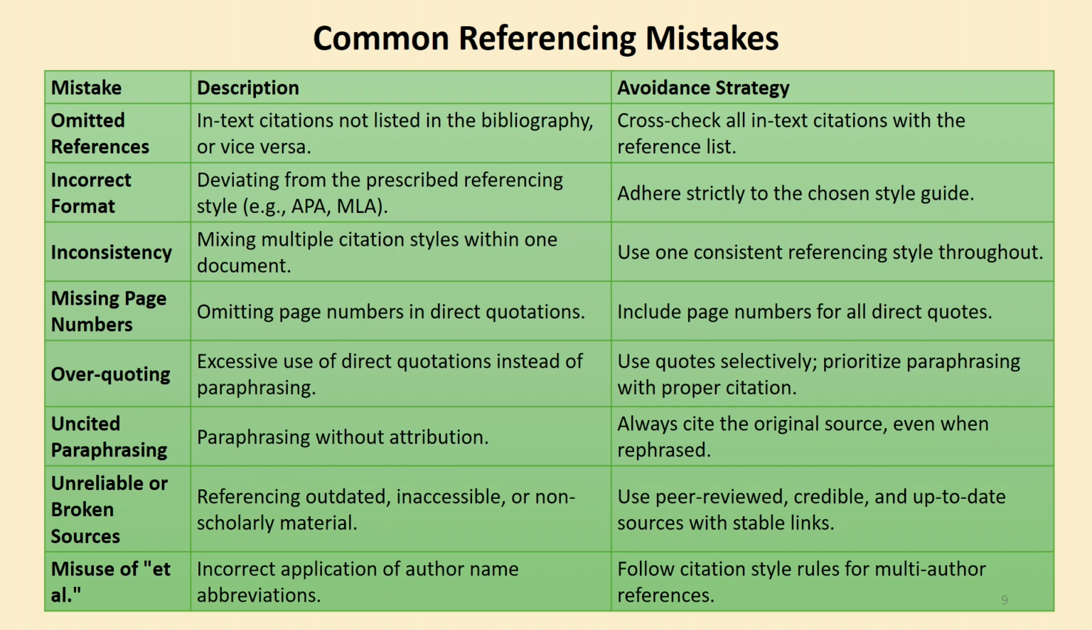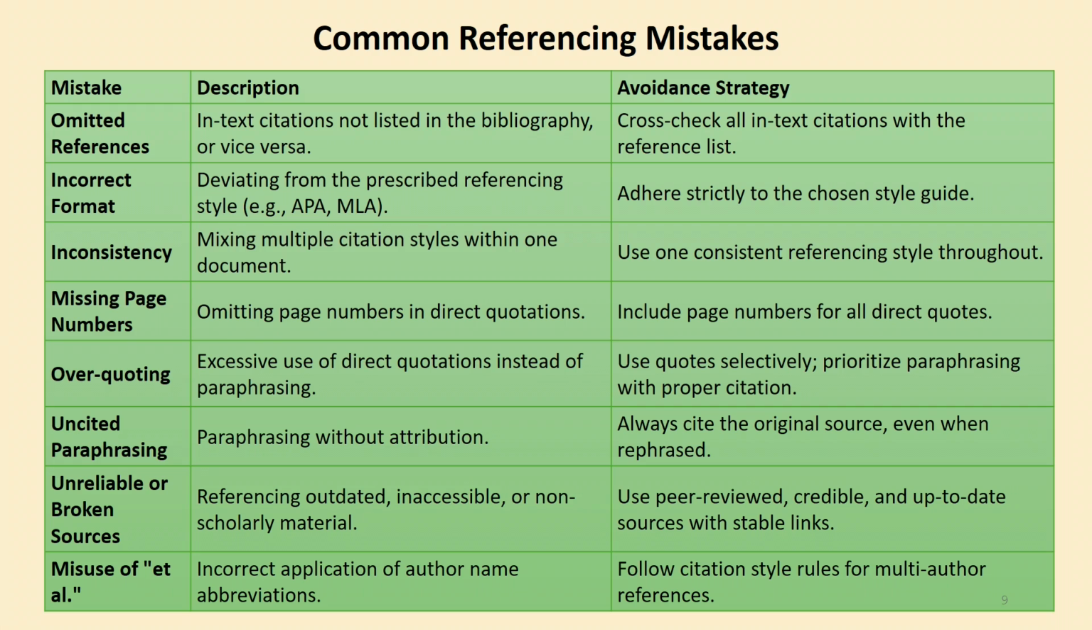Unreliable or broken sources. Referencing outdated, inaccessible or non-scholarly material. Here it is very important to understand that as a researcher you have to make a proper classification between what to use and what not to use, what is to be used in a reference, and what is to be used in an in-text citation. Be very clear. How to avoid it? Use peer-reviewed, credible and up-to-date sources with a stable link. Whatever research paper or book you are reading, make sure that they are authentic and published in frontline journals with reputed publishers.